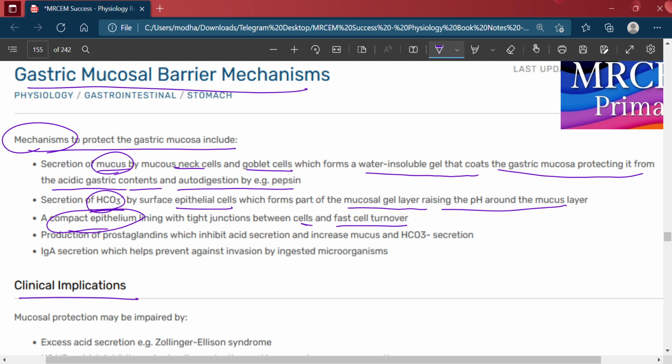Production of the prostaglandins, which inhibit acid secretion, increase the mucus and HCO3 secretion and the IgA secretion, which helps prevent invasion by ingested microorganisms. The IgA also helps prevent invasion by the ingested microorganisms.